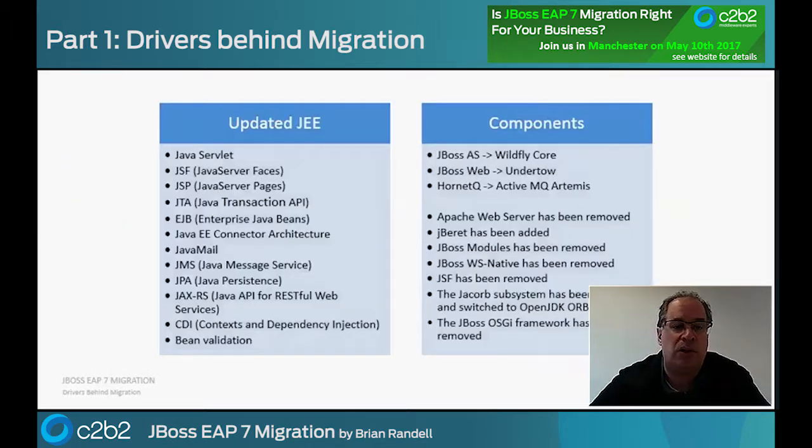Of course, with the opportunity side, we have the new features. EAP 7 brings you JEE 7 and Java 1.8, which bring multiple updates and changes. Some of the components that have changed within JBoss you can see there: JBoss Web has moved to Undertow, HornetQ has moved to ActiveMQ Artemis, JBoss AS has moved to WildFly Core, and various things have been removed and added.